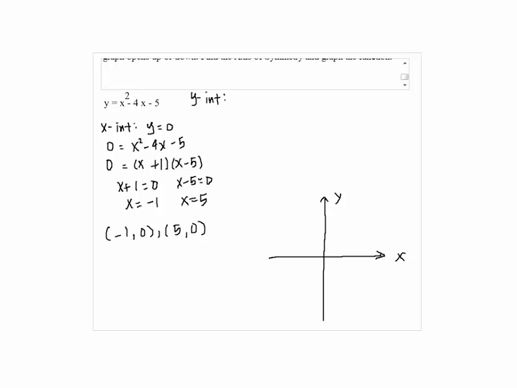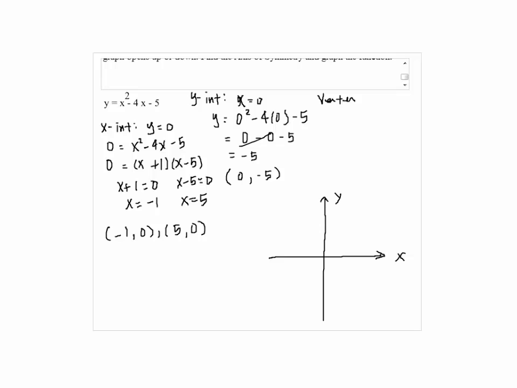The y-intercept is found by setting x equals 0. So y equals 0 squared minus 4 times 0 minus 5, which is 0 minus 0 minus 5. So the answer is negative 5. So the y-intercept will be 0 comma negative 5.